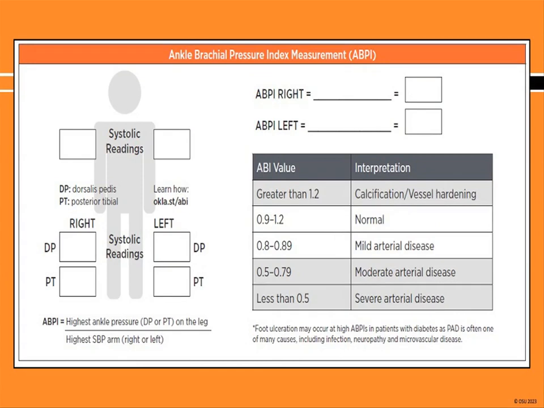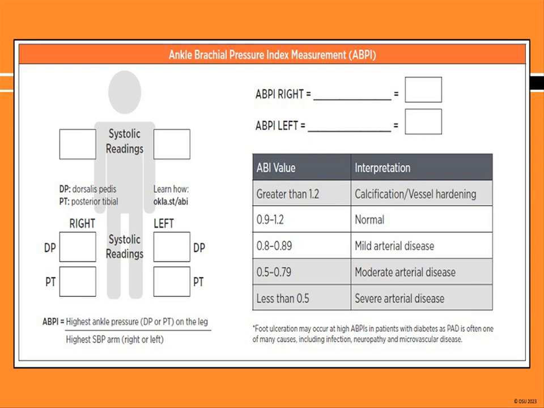The final step is to calculate the ABPI. The ABPI is calculated separately for both the right and left side. To calculate the ABPI, divide the highest ankle systolic blood pressure obtained on each side by the highest overall brachial systolic blood pressure. Here I will show you an example of how to calculate an ABPI.